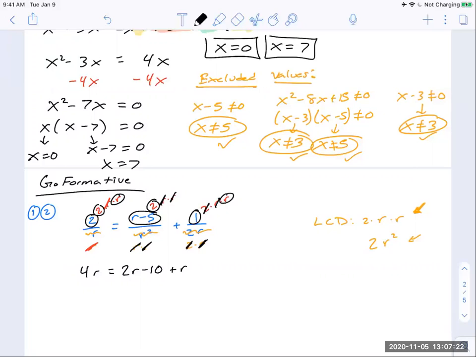So this goes back to what I told you: I did a medium one with you guys first. This would be considered an easy problem, because you don't have a variable squared. You only have a variable with an exponent of 1. So let's just solve. I can combine 2R and R to give me 3R. Bring down the minus 10, bring down your 4R.